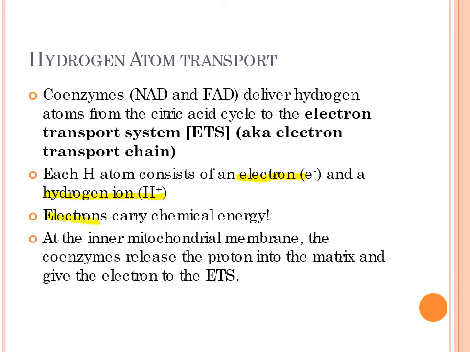Electrons carry our chemical energy. So the electron transport chain is going to carry those electrons. It happens through proteins that are along the inner mitochondrial membrane. And the coenzymes NADH and FADH2 are going to release the proton, so the hydrogen ion, into the matrix of the mitochondria and give their electron to the electron transport chain.